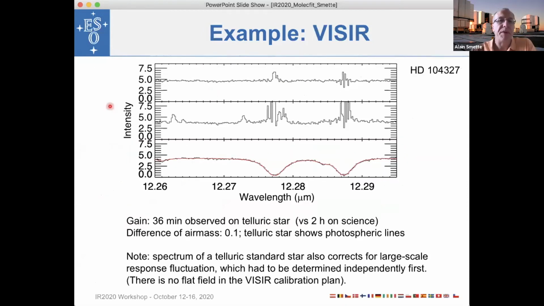Here is an example with UVES, so it's a spectrum obtained by Mario van den Ancker. On the bottom, you see in black the spectrum of HD 104327. In red, you can see the fit obtained by Molecfit. The corrected spectrum appears here. Of course, we have problems exactly at the core of the lines, but this is somewhat better than the correction made by using the Telluric standard star, which itself shows some photospheric lines.